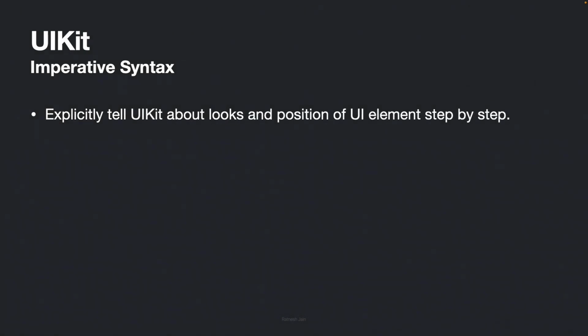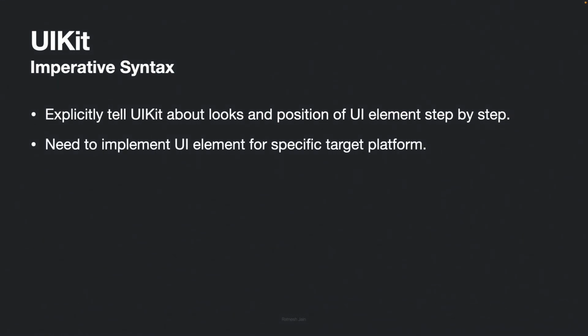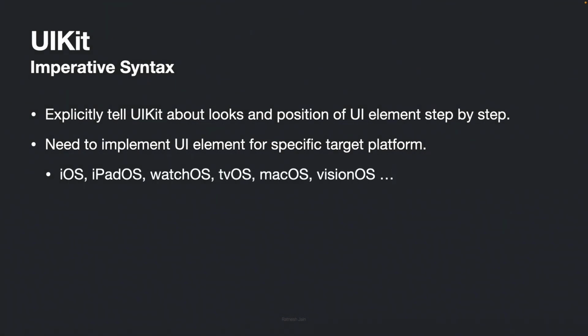We need to tell UIKit explicitly what we want to display, step by step, in the UI part. We need to implement UI for each specific target as well. For example, iOS and iPadOS have different canvas sizes, watchOS has a small canvas size, as well as some other constraints. tvOS doesn't support persistence, so we need to take care of that as well, because tvOS is the largest screen size available. For macOS, tvOS, visionOS, we need to create UI separately for each platform. We need to lay out manually, and we need to use Auto Layout as well.